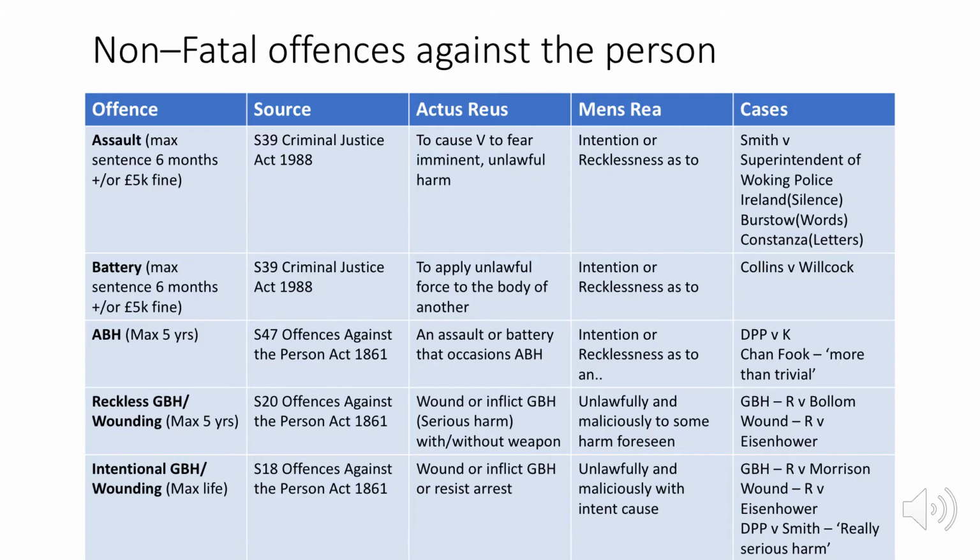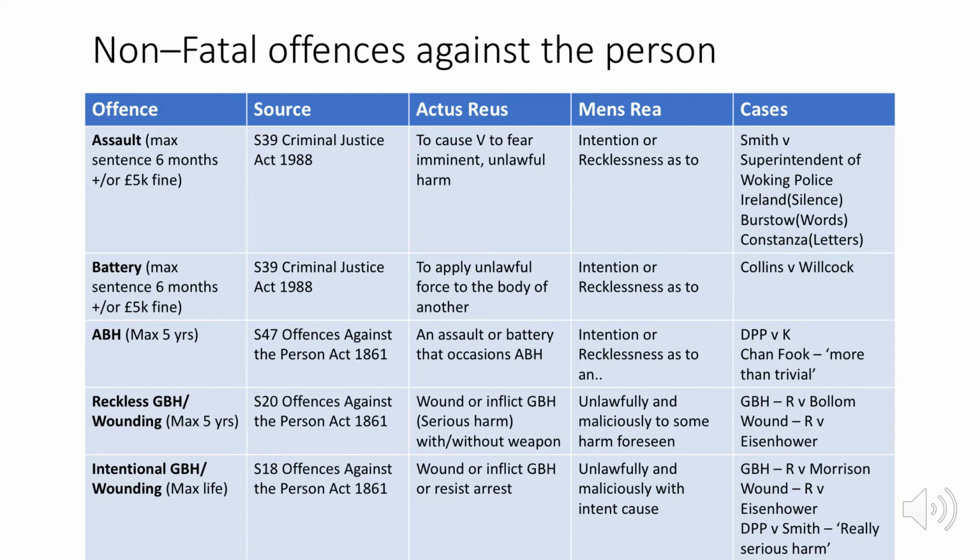The next offence is ABH. You've got a maximum of 5 years for this offence. The source for this comes from section 47 of the Offences Against the Person Act 1861, so you can refer to it as OAPA. This is an assault or battery that occasions ABH. For the MR, it's intention or recklessness as to an assault or battery. The case I use for this is DPP v K, or Chan-Fook, just as good. You've also got recklessness.